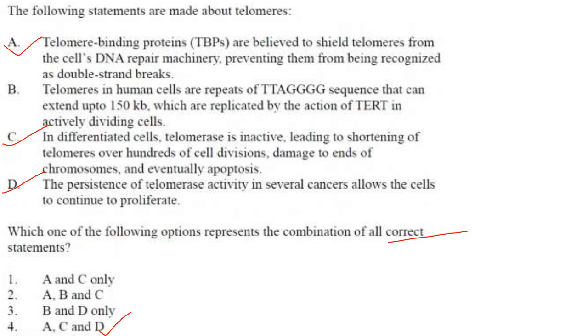B is not correct. In differentiated cells, telomerase is inactive, leading to shortening of telomeres over hundreds of cell divisions, damage to ends of chromosome and eventually apoptosis. That is also correct. Then next one. The persistence of telomerase activity in several cancer cells allows the cells to continue to proliferate. That is also correct. Which of the following options represents the combination of all correct statements? So A, C, D. That is option 4. So the answer here is option 4, A, C and D.